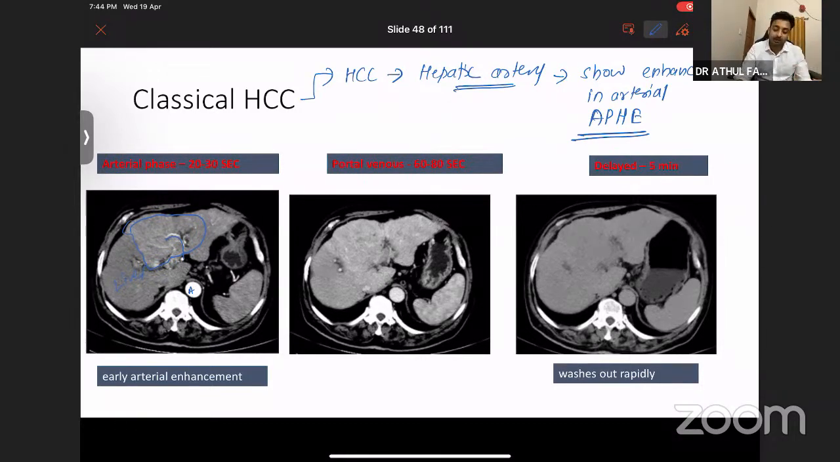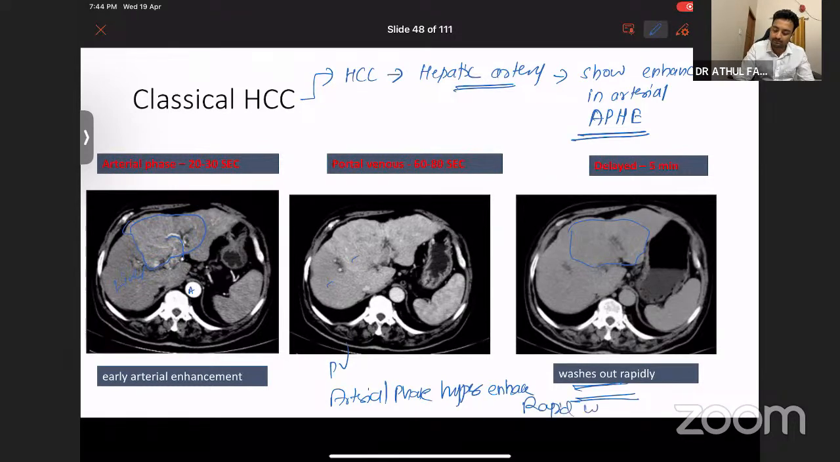Since it is supplied only by the hepatic artery, by the time of venous phase the contrast will be gone from the lesion. So it is of similar intensity in portal venous phase. Both the intensities look almost similar. And in delayed phase, you are not able to see the enhancement at all. So there is rapid washout. So if you are seeing arterial phase hyper enhancement, APHE, and rapid washout, then it is HCC.